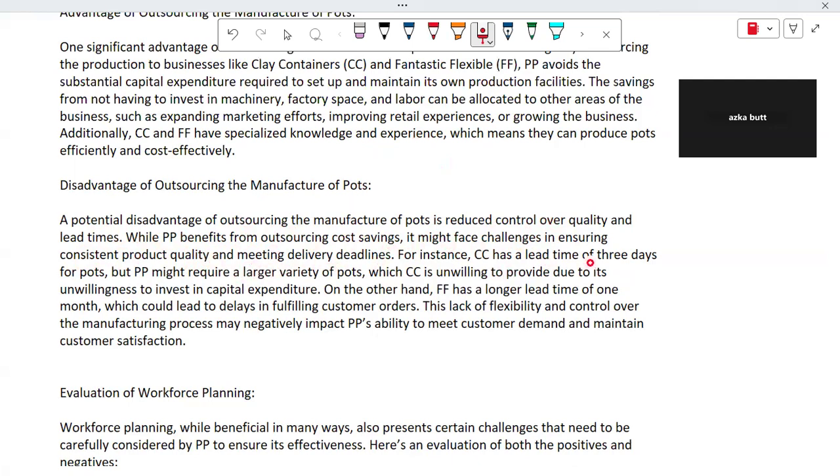For instance, CC has a lead time of 3 days for pods, but PP might require a larger variety of pods, which CC is unwilling to provide due to its unwillingness to invest in capital expenditure. On the other hand, FF has a longer lead time of 1 month, which could lead to delays in fulfilling customer orders. And this lack of flexibility and control over the manufacturing process may negatively impact PP's ability to meet customer demand and maintain customer satisfaction.